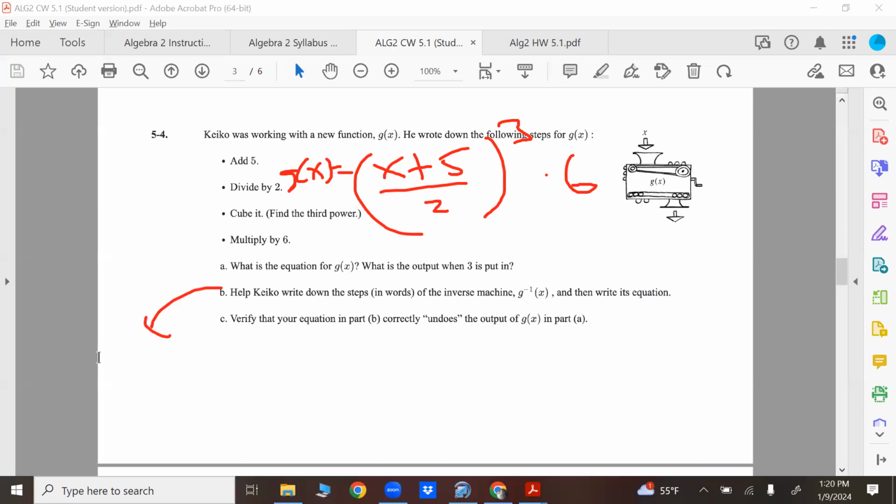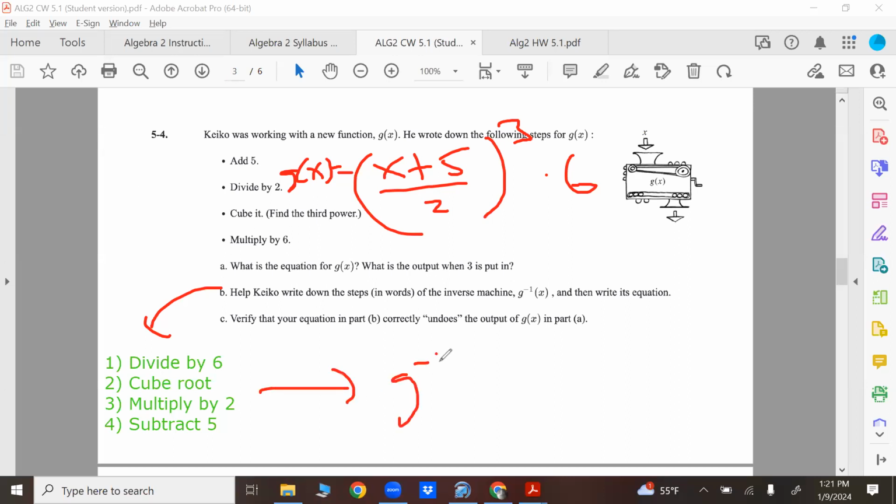For part B, easy peasy, right? You're going to divide by 6. And this should really drive the point home what we're doing here, right? We're just doing the reverse, but going in the opposite direction as well. Divide by 6, cube root, multiply by 2, subtract 5. And just write it.